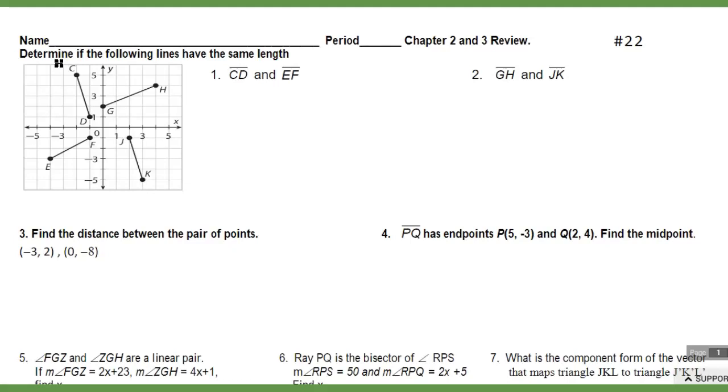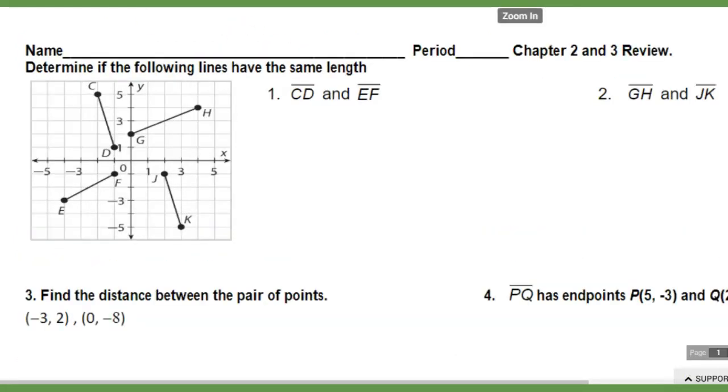So let's get started. The first is going to be to determine if the following lines have the same length. So line CD and line EF. See if they have the same length. So we're talking about the distance of each of those lines. Let's get a little in closer. So CD, let's start writing. CD is right here.